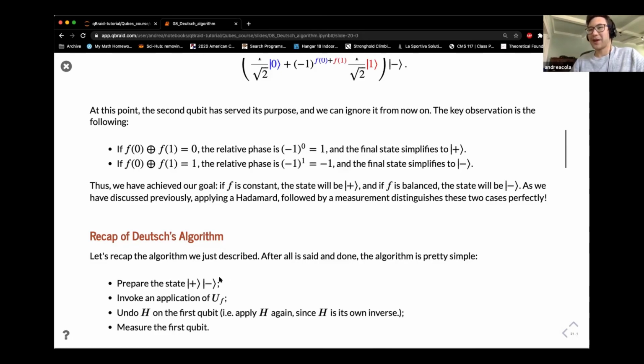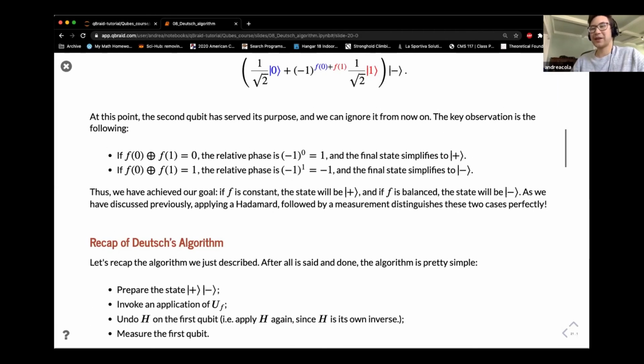So we start by preparing both qubits in superposition, ket plus for the first qubit, ket minus for the second. We invoke our application of U sub f, which we're allowed to do once. And then all that we need to do is apply the Hadamard gate once to distinguish which case we're in, and we measure the first qubit. And that's it. And that will give us the answer. If we get 0, it's constant. If we get 1 as outcome, it's balanced.